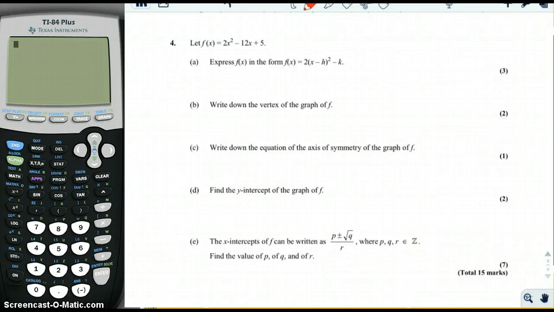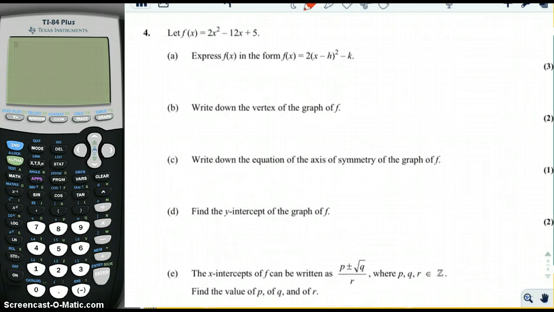MethSL quadratics review problem 4. Let f of x equals 2x squared minus 12x plus 5. Express f of x in the form 2 times (x minus h) quantity squared minus k.